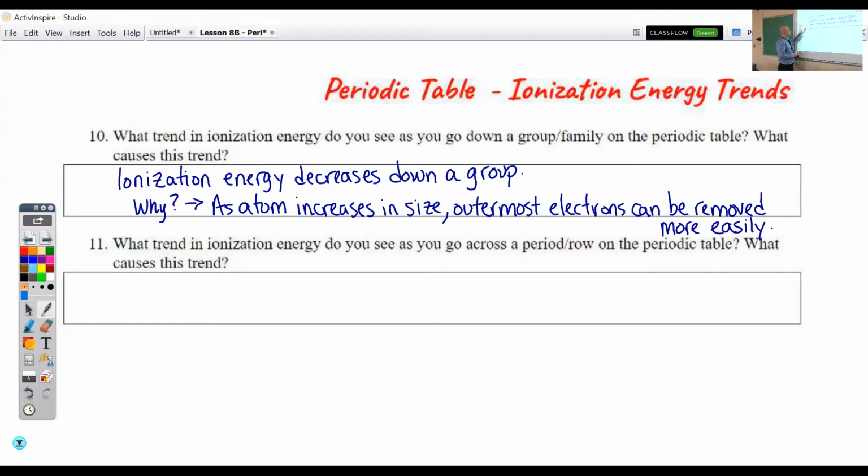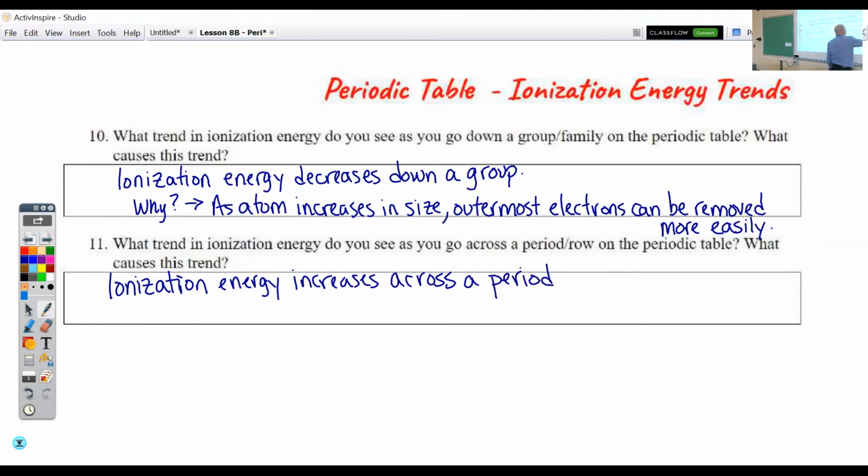Same thing with question number 11. What trend in ionization energy do you see across a row or period? So again, it's opposite. So ionization energy increases across a period, left to right.